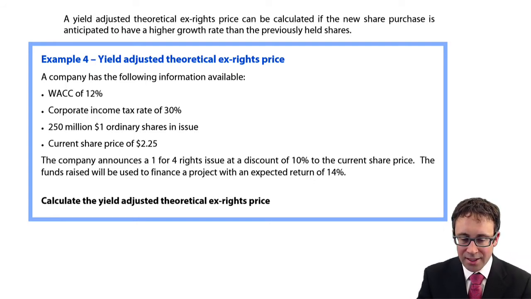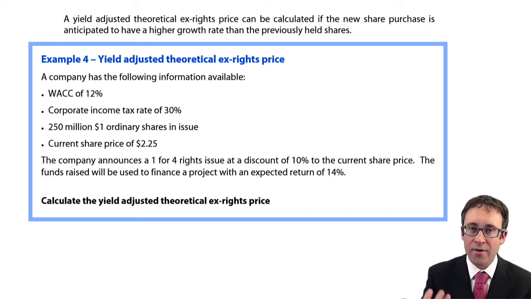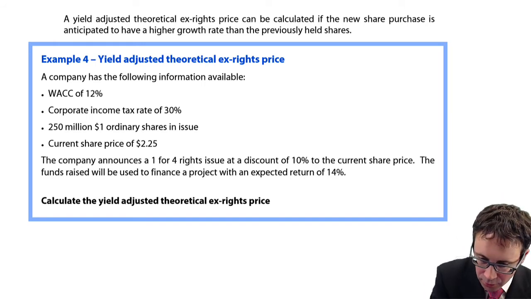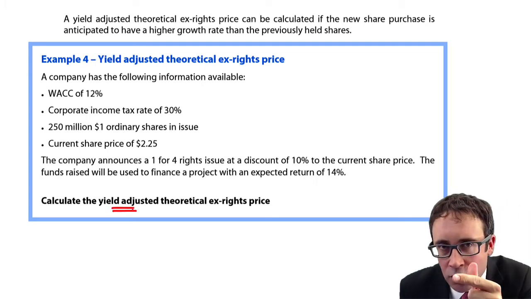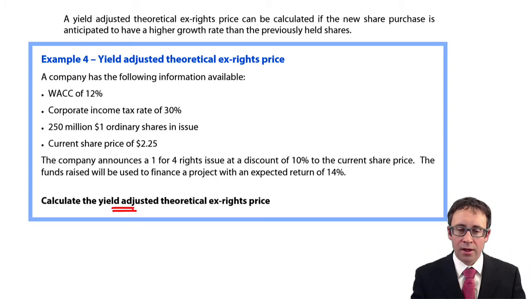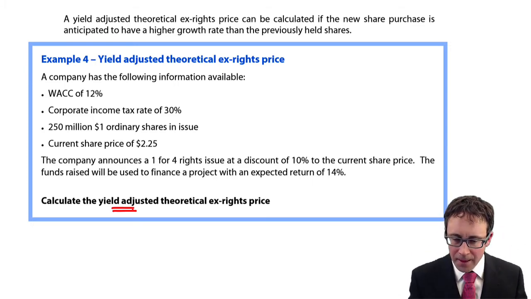The example says calculate the yield adjusted theoretical ex-rights price. So it's important that you read these questions. Don't work out the theoretical ex-rights price. It wants the yield adjusted one. Be careful. So what have we got?